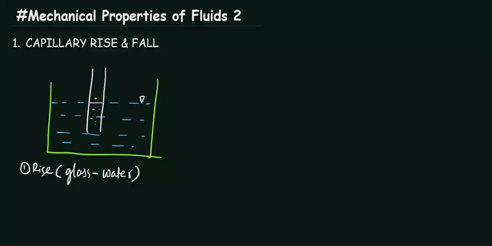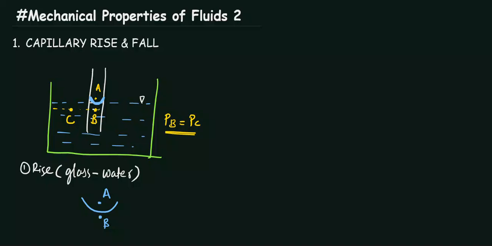So why does it happen? Let's say there are two points, A and B, and we know that for the glass and water pair, the shape of the water surface inside the capillary is like this. So this is the point B and this is the point A. If you take a corresponding point at the same horizontal level, say C, according to the law of hydrostatics, PB should be equal to PC.